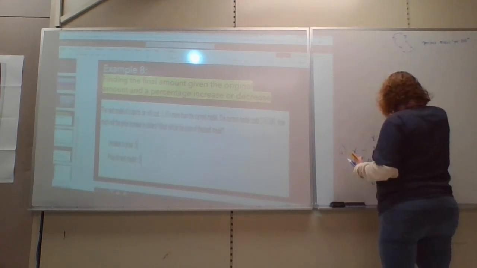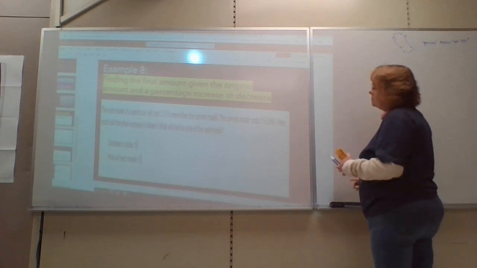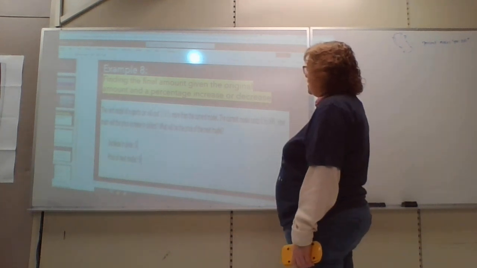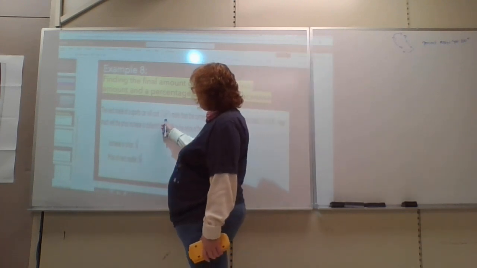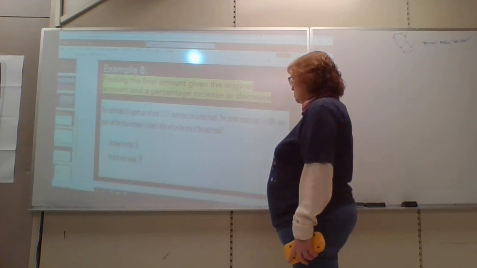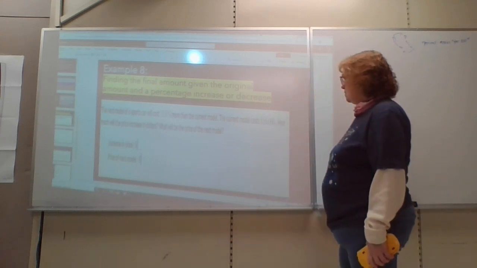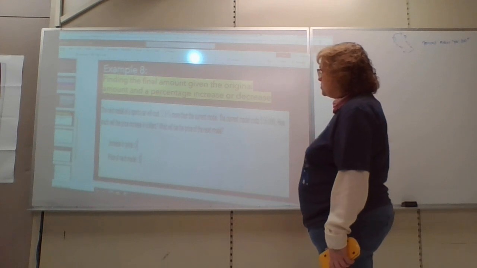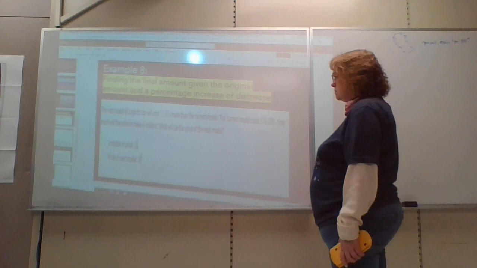Let's look at an example. We're finding the final amount given the original amount and the percentage increase or decrease. The next model of a sports car will cost 11.6% more than the current model. The current model costs $56,000. That's more than I'd be willing to pay. How much will the price increase in dollars? What will be the price of the next model?